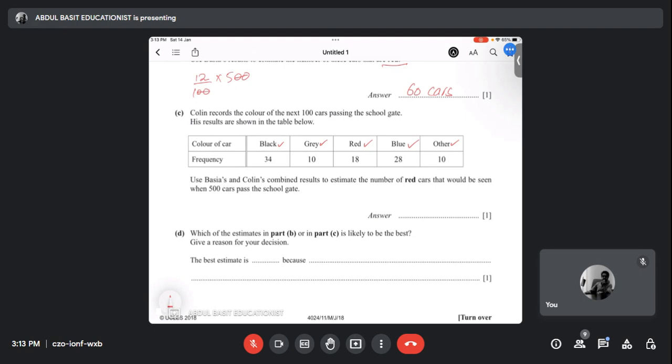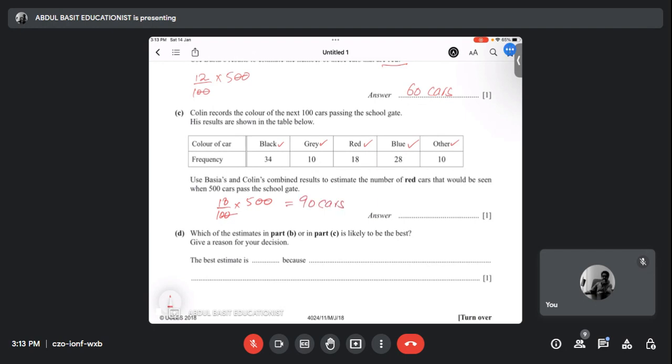pass the school. So red cars out of 100 are 18 here, times 500. So that would be 0, 0 cancel. 18 times 5 is 90 cars.